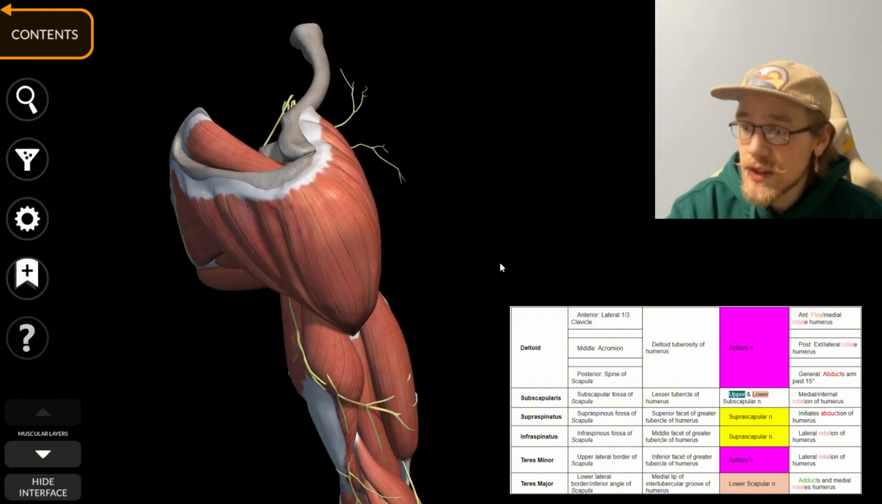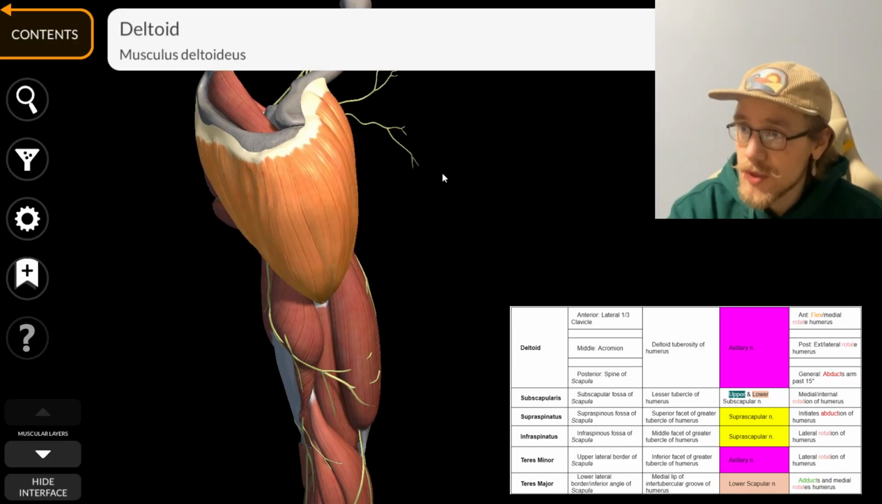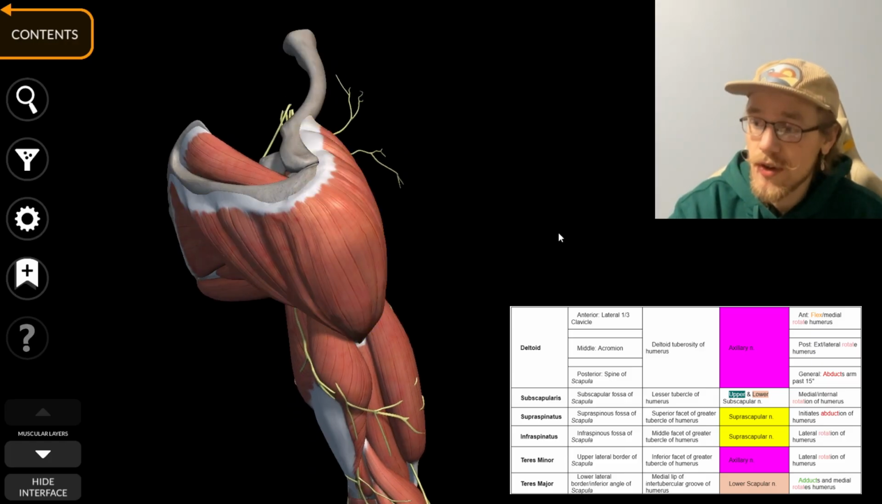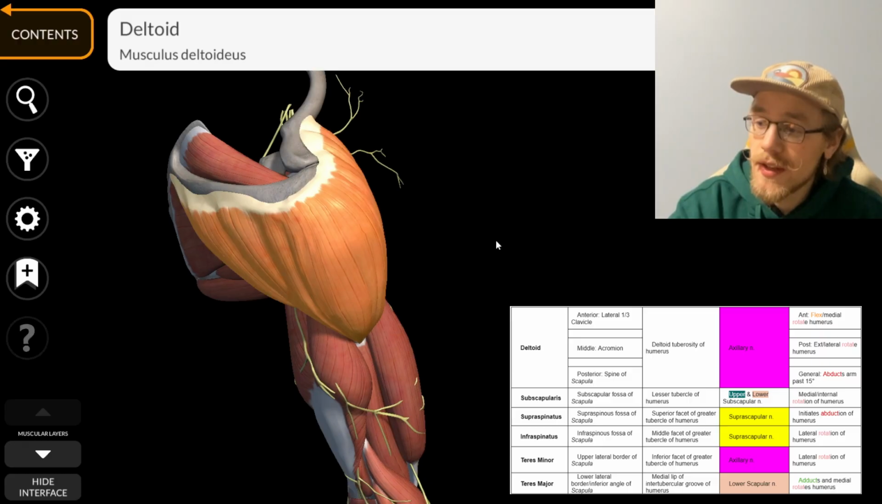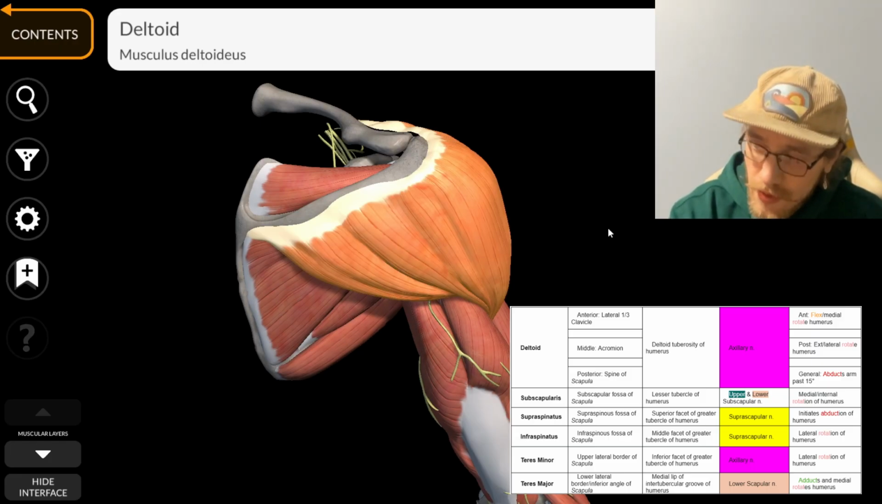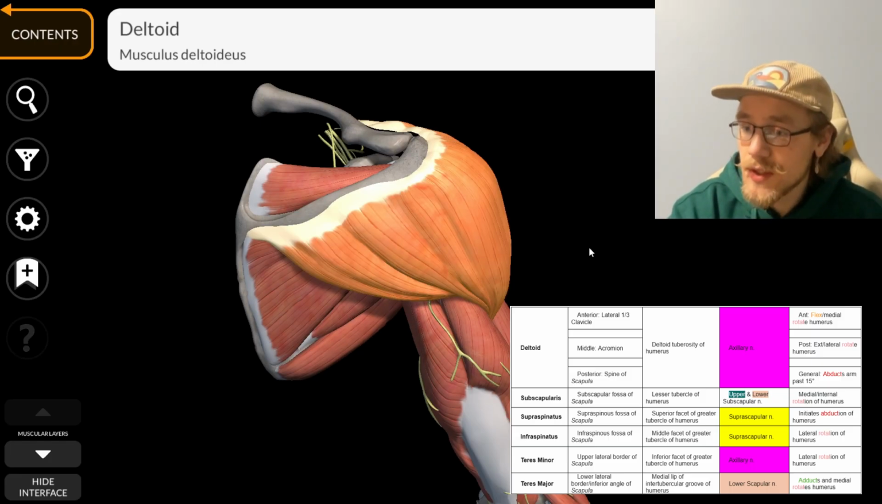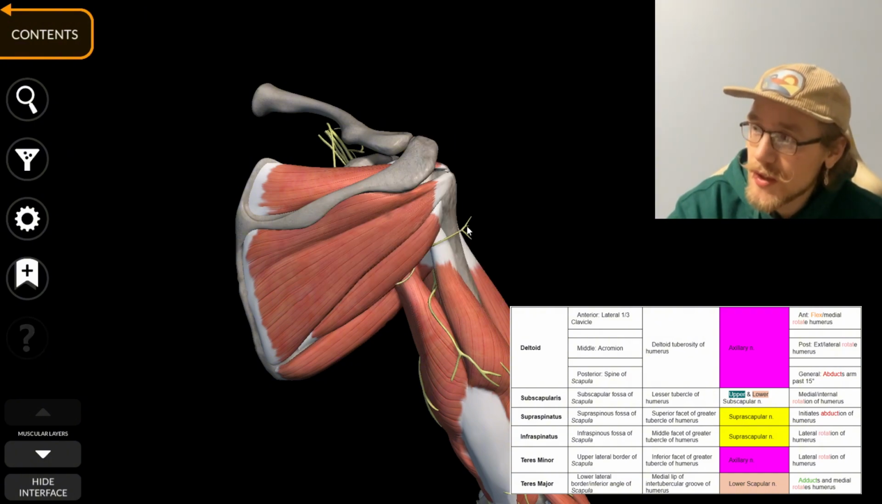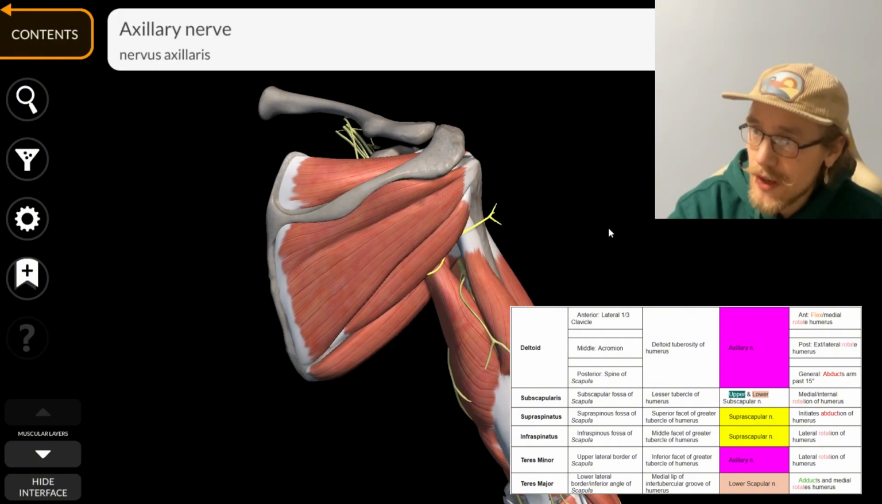We will see that it completes flexion and medial rotation of the humerus from these anterior fibers. The middle fibers are going to extend and laterally rotate the humerus, and then the posterior fibers are going to abduct the arm past 15 degrees. Its innervation is going to be the axillary nerve. If we hide this here, we can see the axillary nerve right there.